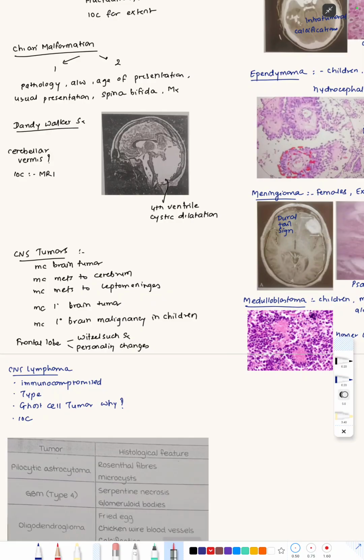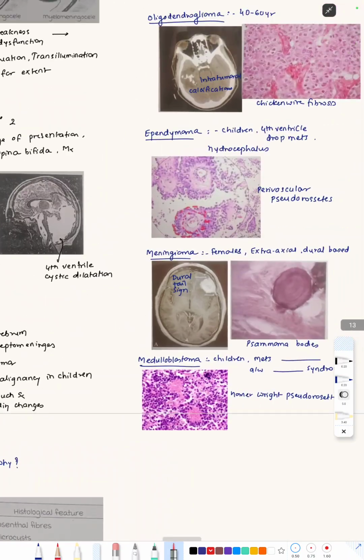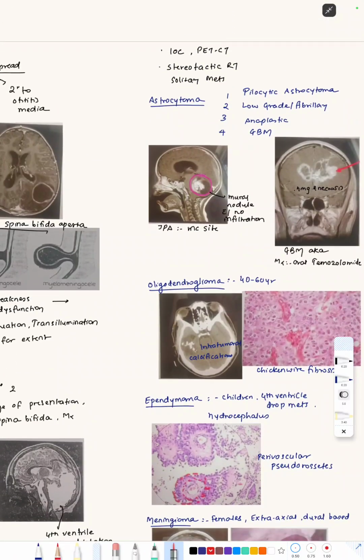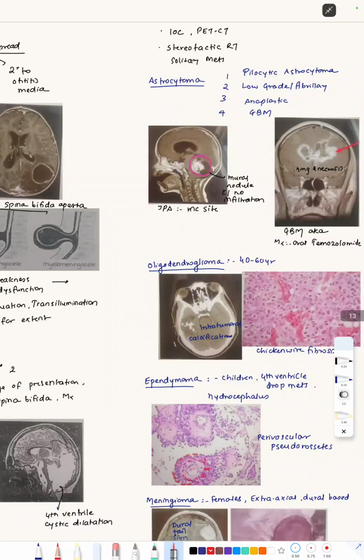When the frontal lobe is involved, Witzelsucht syndrome is seen, that is pathological joking and personality changes. Then the investigation of choice is going to be MRI for brain tumors. PET-CT has low sensitivity for it. Then radiotherapy, surgery, and chemotherapy are given. Radiotherapy is of two types: whole brain radiotherapy, or stereotactic, given at a particular location, a localized one. For solitary mets, we go for surgical removal.